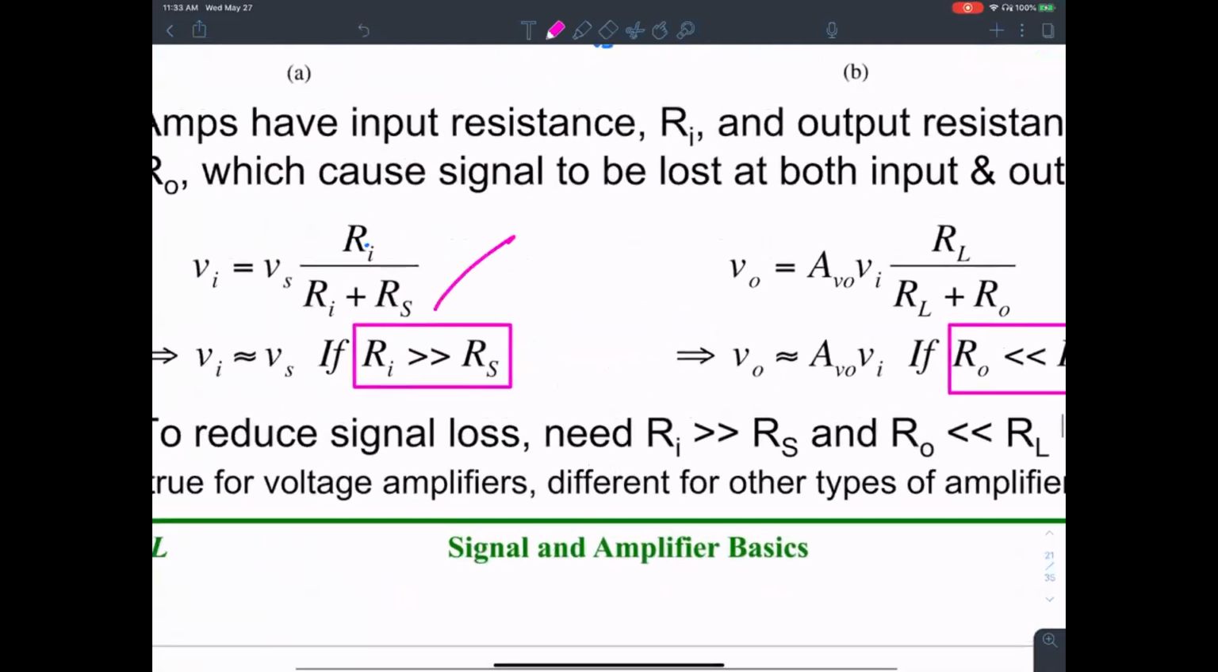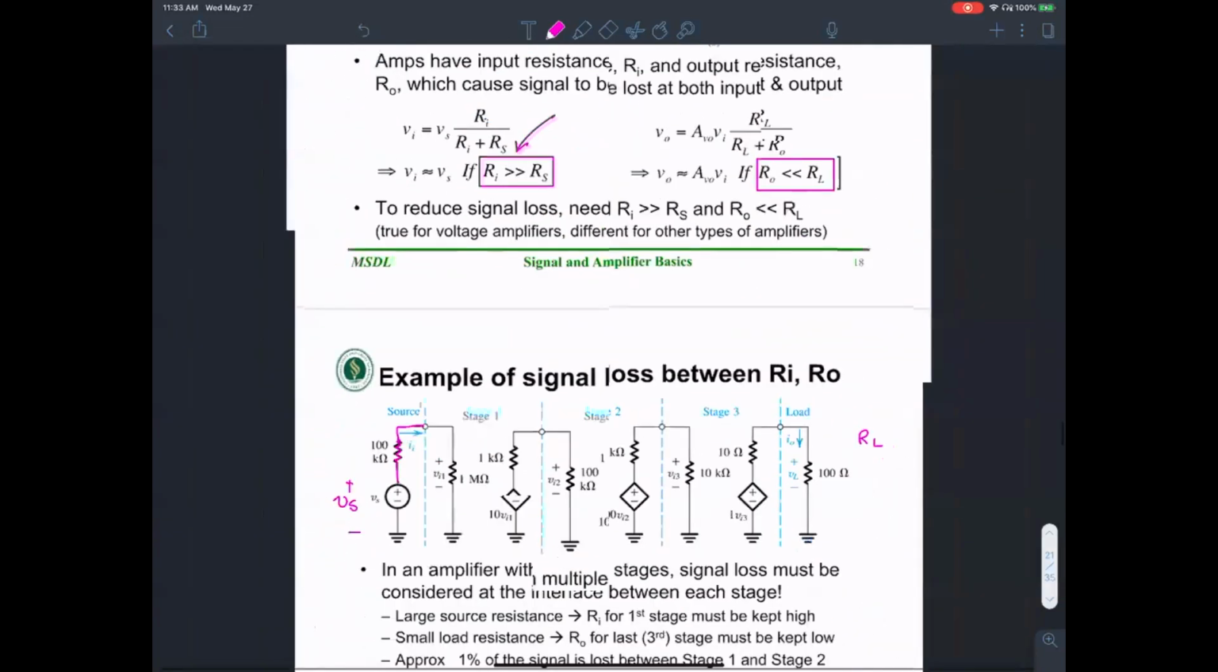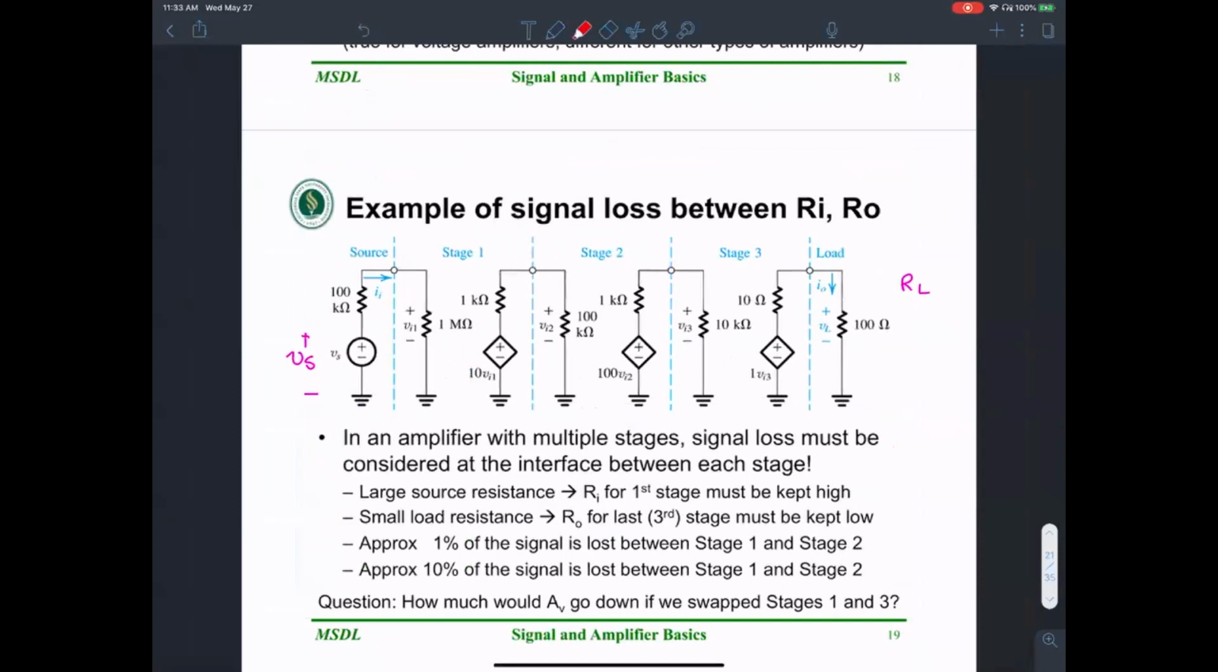Okay, the Ri should be much larger compared to the Rs. So this guy, the Rs, therefore you see the Ri in this case is much larger, it is 1 megaohm. That's Ri for the first stage. What is the R source? 100 kilo ohms. Therefore you see that Ri is reasonably larger than Rs.